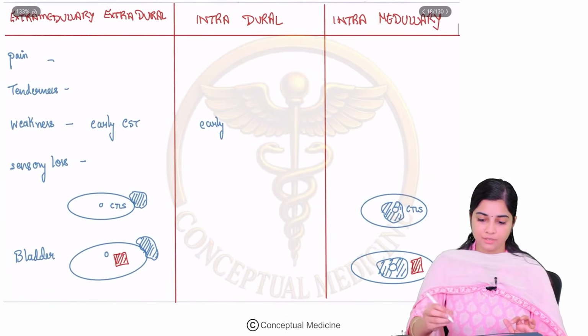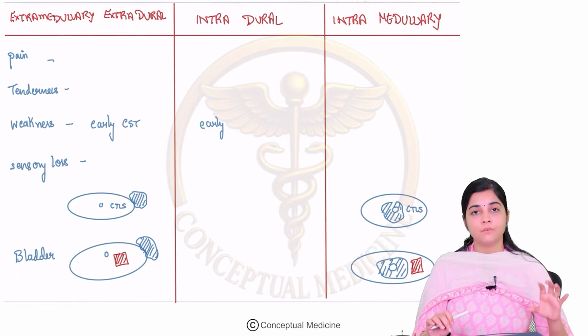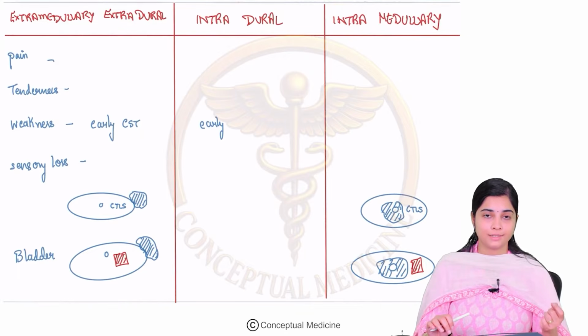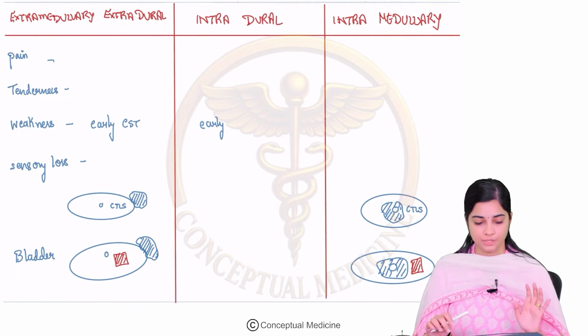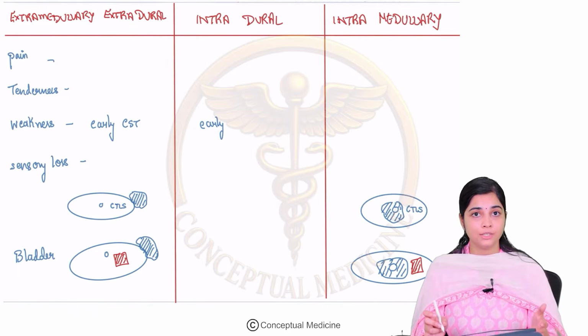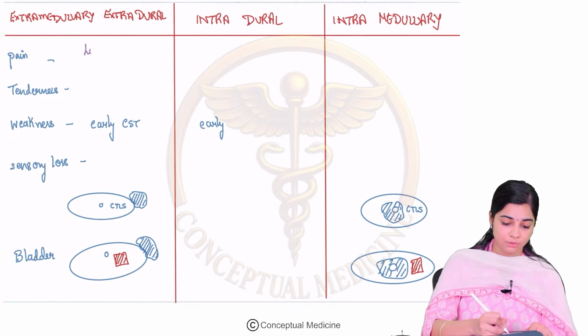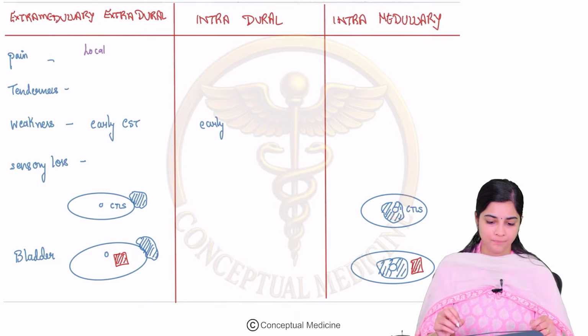Then very, very important and often considered to be quite confusing is the difference between various types of compressive myelopathy itself. So how is an extramedullary extradural lesion different from an intradural versus an intramedullary compressive myelopathy? Extramedullary extradural, what type of pain will they have? Just now we had discussed, they will have local pain on that particular vertebra.